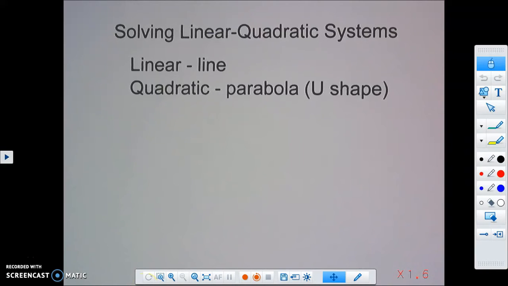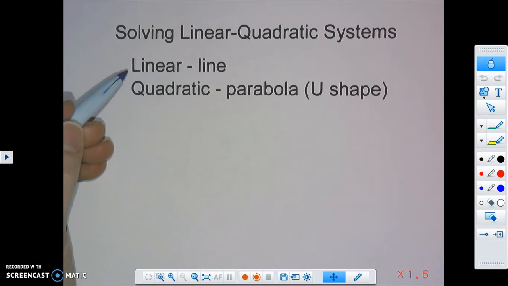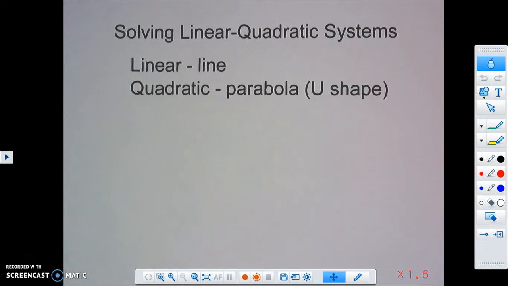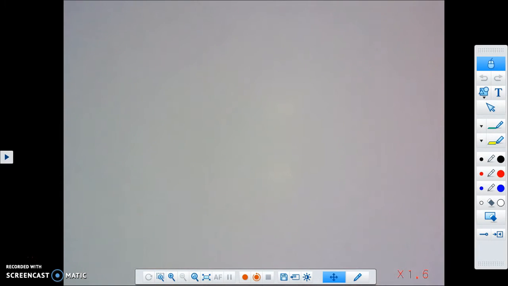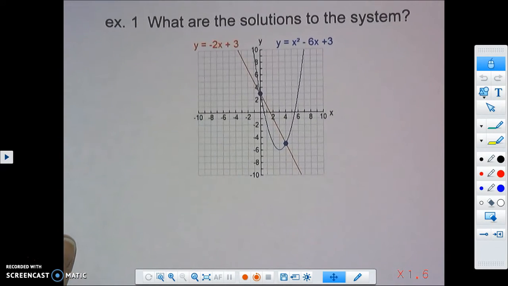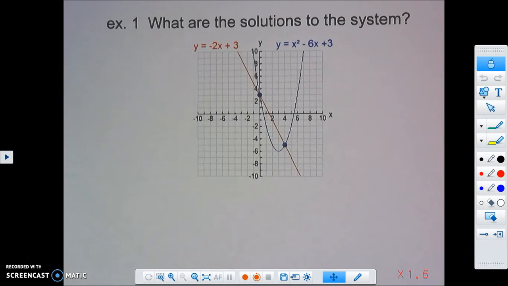Today we're going to be learning about solving linear quadratic systems. Those have a linear equation, which is going to produce a line when we graph it, and a quadratic, which is going to produce a parabola, or remember our U shape, when we graph it. So the first type of example we could see is if the equations are already graphed for us, and we're just supposed to figure out what the solutions to the system are.